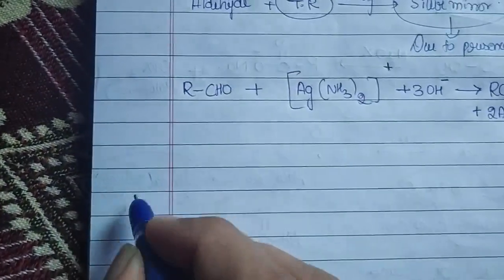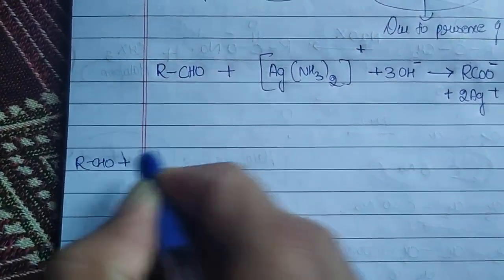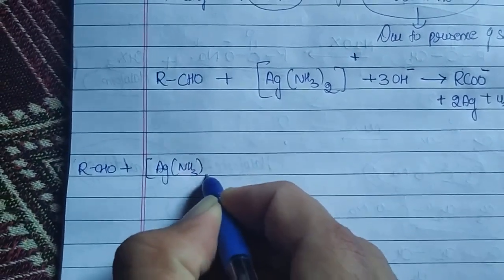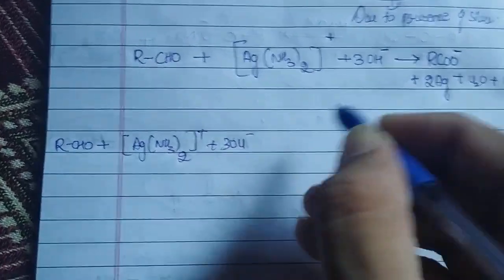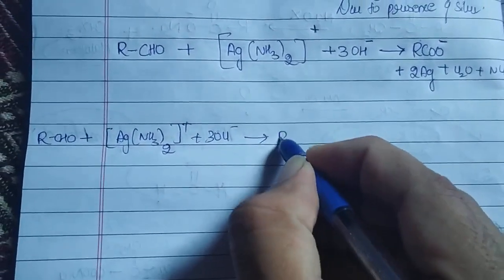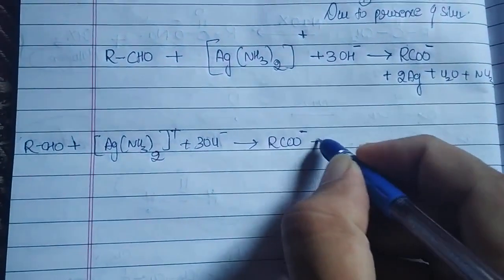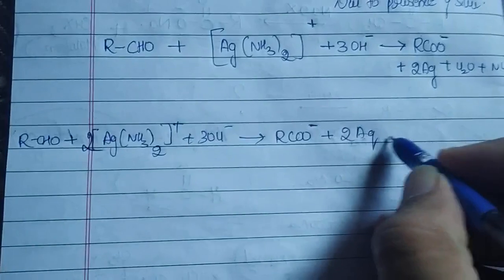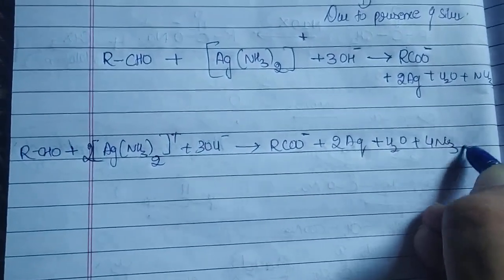Let me write it in a single line so that it will not be confusing for you. RCHO plus Ag(NH3)2 plus, in the presence of a basic medium, gives the carboxylate ion, plus 2Ag. So here, 2Ag(NH3)2 plus, plus H2O, plus 4NH3.